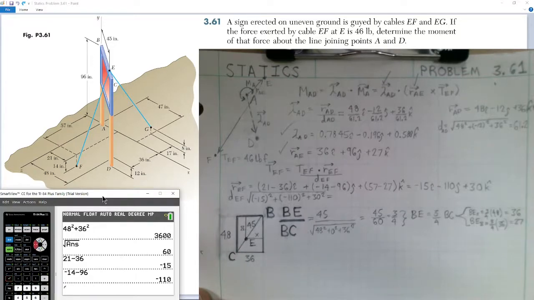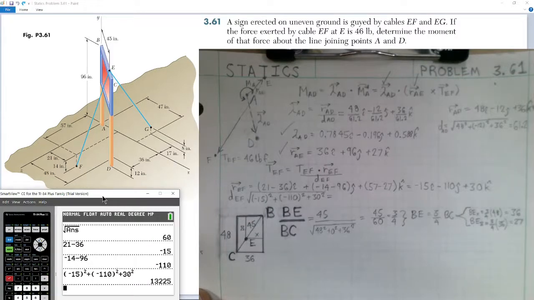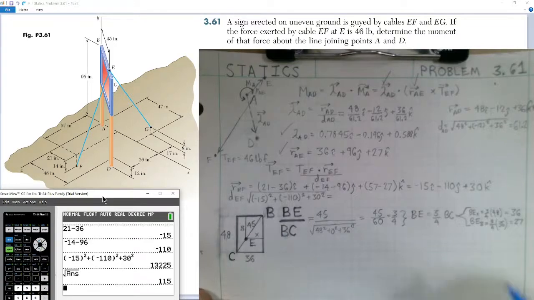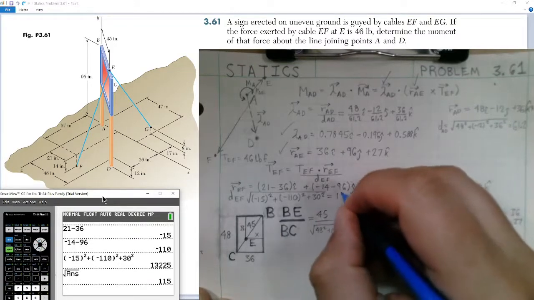So we're going to say in parentheses negative 15 squared plus in parentheses negative 110 squared, and then finally plus 30 squared. So square root this answer. We get 115 for the distance from E to F.